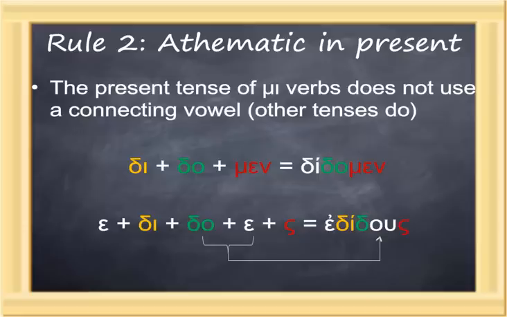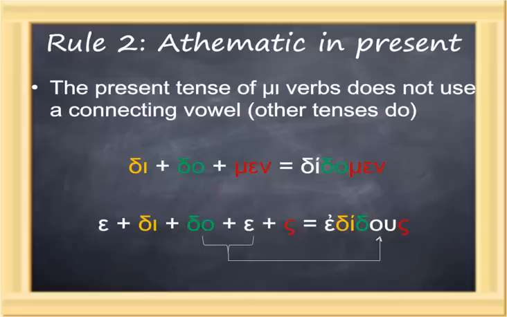Rule number 2. Mi verbs are athematic in the present. That is, the present tense of mi verbs does not use a connecting vowel. Notice the parts. Di, that's the reduplication. Da, that's the root. Men, that's the personal ending. Didomen. However, in the imperfect, there is the augment.